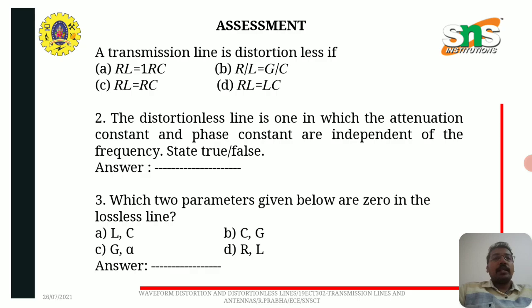Which two parameters given below are 0 in the lossless line? Option A, L, C; option B, C, G; option C, G, alpha; and option D, R, L. So the answer is option C, G, alpha.